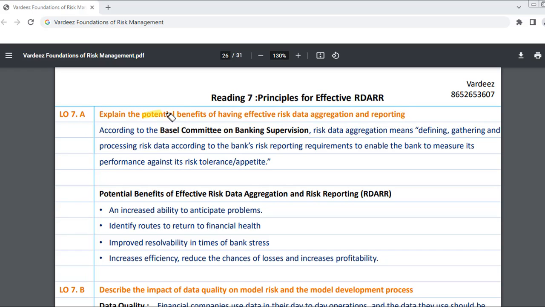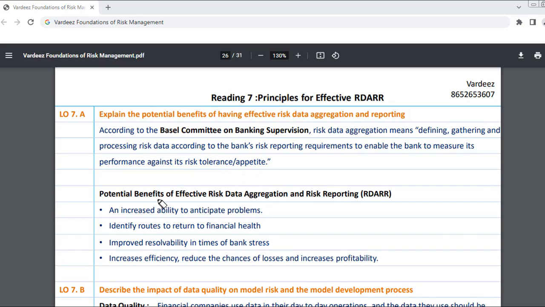The very first thing, what are the potential benefits of having effective risk data aggregation and reporting? Now, according to the Basel Committee on Banking Supervision, risk data aggregation is defined as the gathering and processing of the risk data according to the bank's risk reporting requirements, so that it enables the bank to measure its performance against the risk tolerance or the risk appetite that has been set up. Okay, so this is the formal definition.